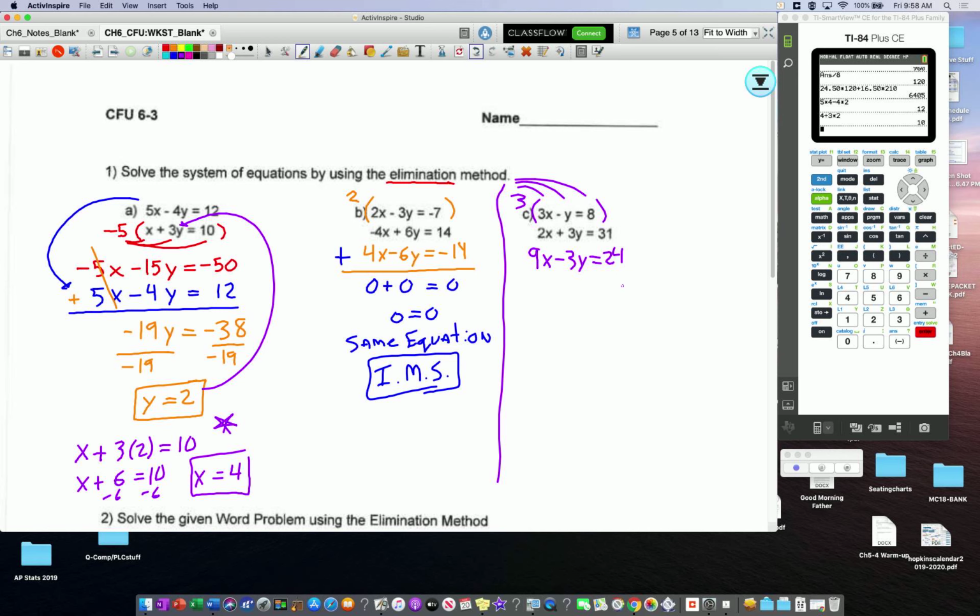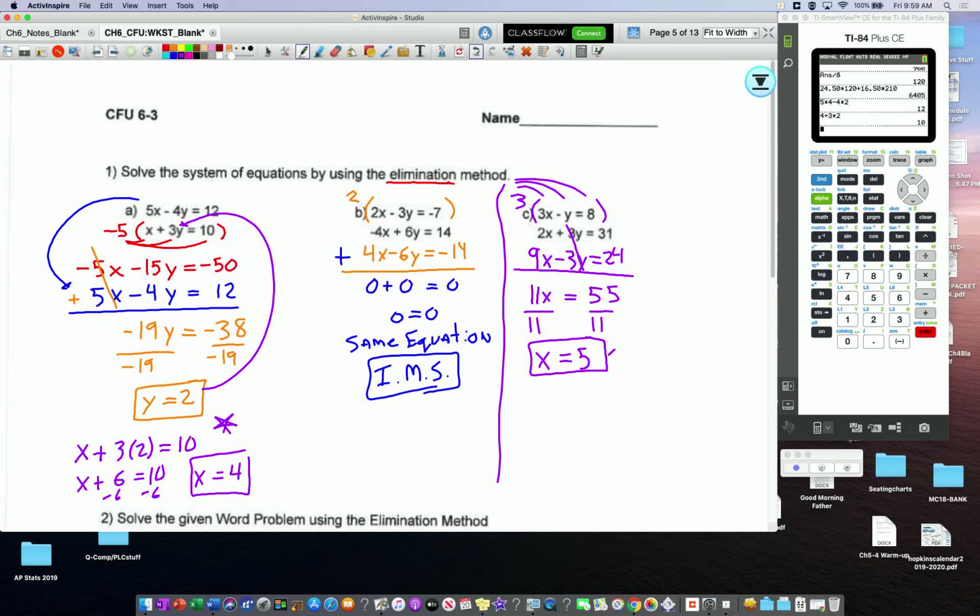24. So now I'm going to add those two equations together. So I'm adding the top, or this one here, to this one. So I get 11x, y's cross out, equals 55. Divide by 11, x equals 5. Well, that was pretty quick.